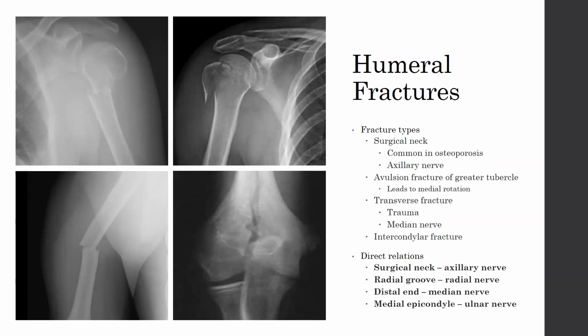So at the surgical neck, it's very closely related to the axillary nerve. At the radial groove, it's very closely related to the radial nerve. The distal end, it's very closely related to the median nerve, and at the medial epicondyle, it's very closely related to the ulnar nerve, which passes through the ulnar groove. Again, transverse fracture should be radial nerve.